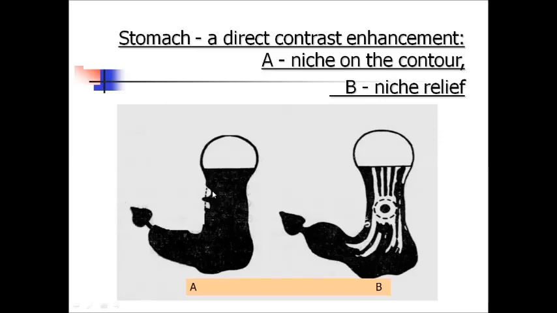If ulcer is located on the small curve, as in this case, we will observe the so-called symptom of niche on the contour, and if ulcer is on the anterior or posterior wall of antrum, as in this case, the picture of niche on relief will appear.